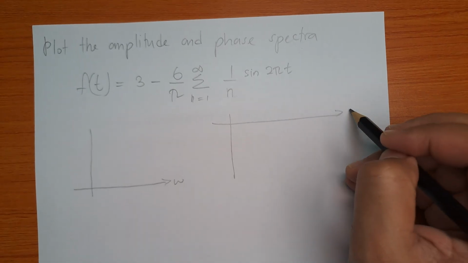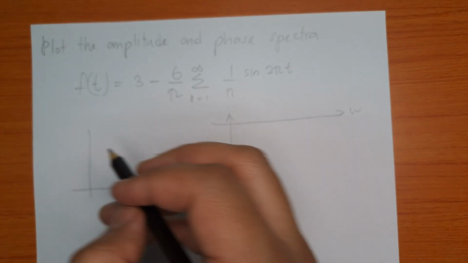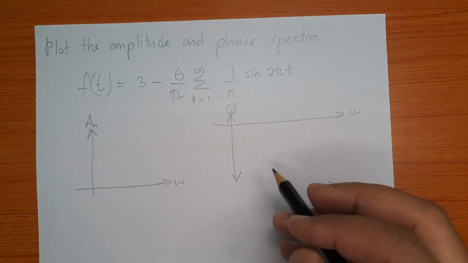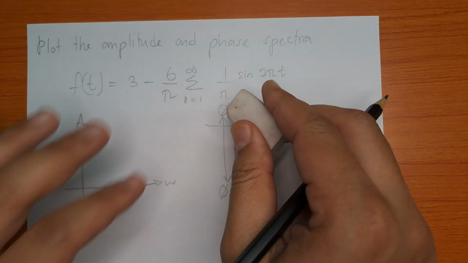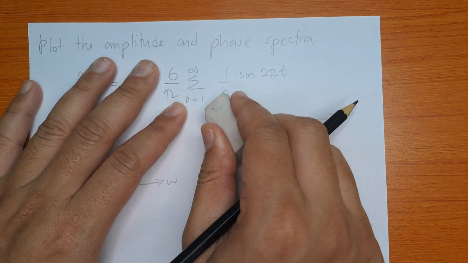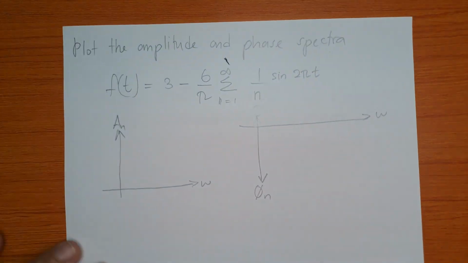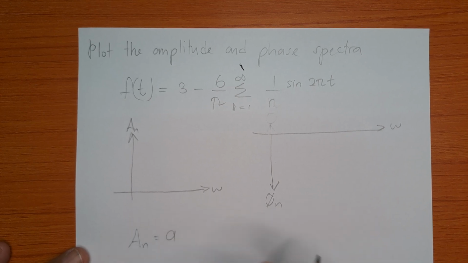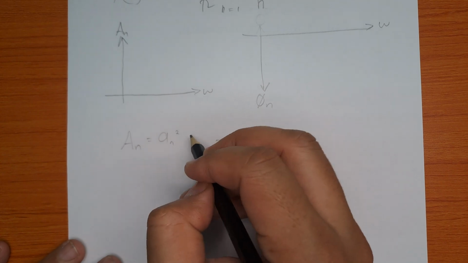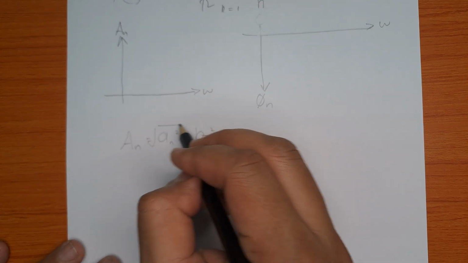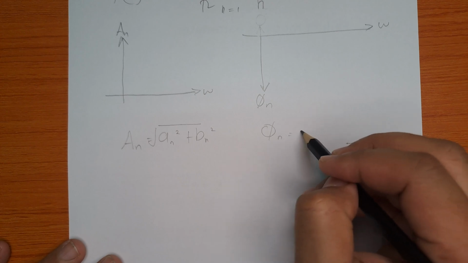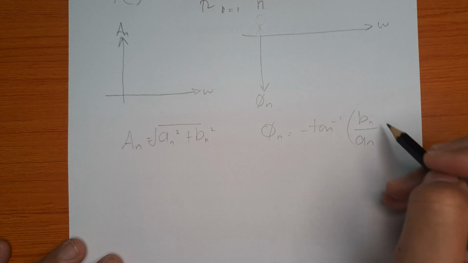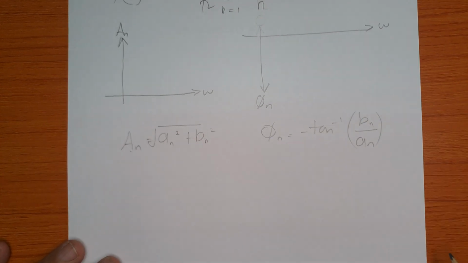the amplitude and phase spectra. This is the amplitude, this is the phase, right? Now we have to calculate from this equation. So this is the equation for the amplitude and phase spectra.